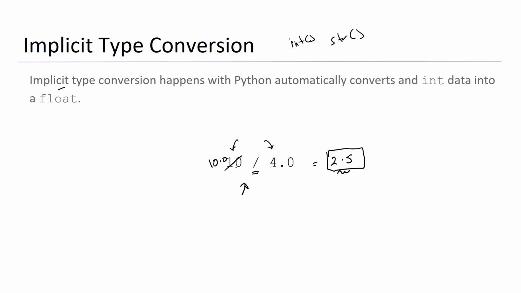So this conversion in here, the conversion from an int to a float, happens automatically. You don't need to do anything in this case. Python does this for you automatically, and we call such automatic conversion implicit type conversion.